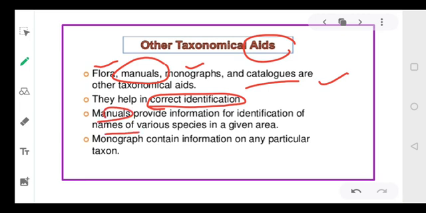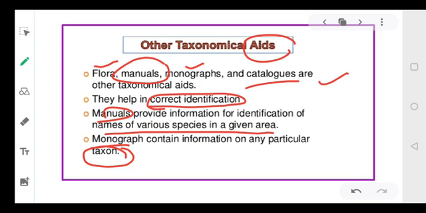Manuals can also provide names of various species in particular areas. Manuals are kept area wise, like a pin code, where all the organisms of that particular area are listed. And monographs are related to a particular taxon. So we have a variety of taxonomical aids available, and depending upon their suitability, we can choose among them and utilize them for the identification and classification of organisms.